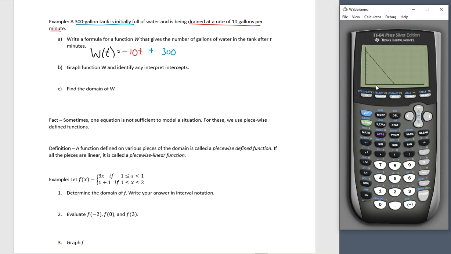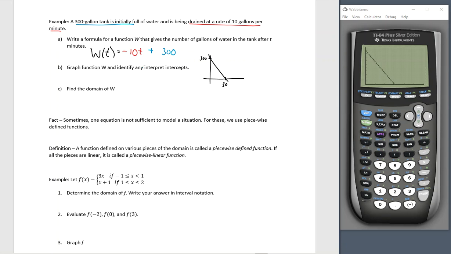So remember our X scale. Our X scale is by 10. So if I graph this, I am going to have just the first quadrant, and my graph will look as such, with a y-intercept of 300 and an x-intercept that I could count, 10, 20, 30. It'll take 30 minutes for this to drop out.